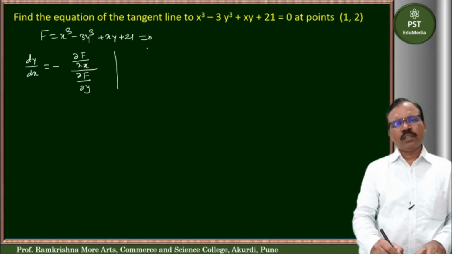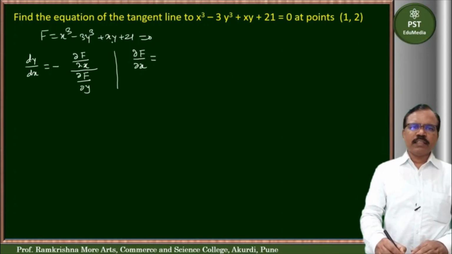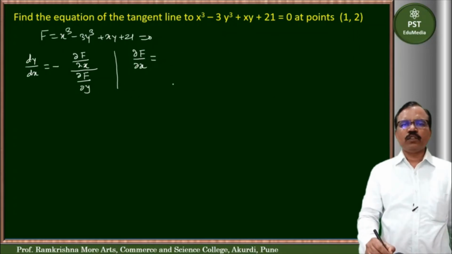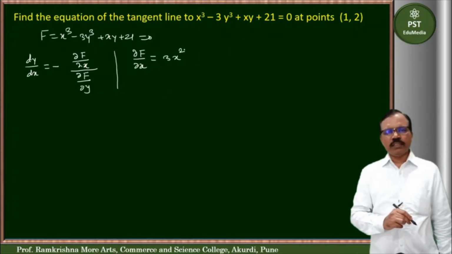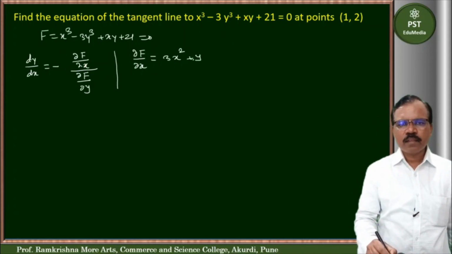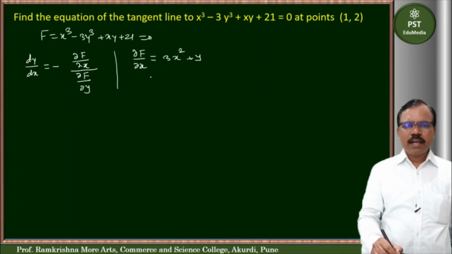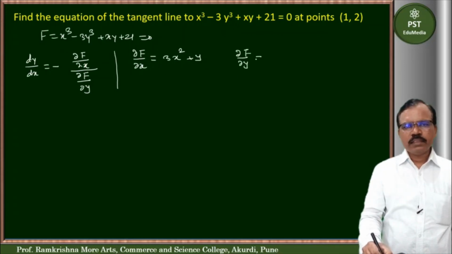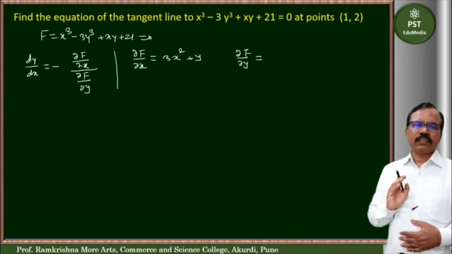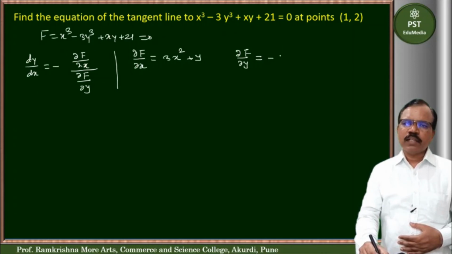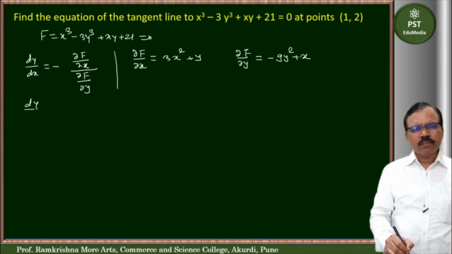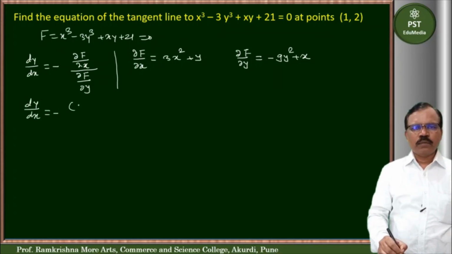So first we have to find out fx or ∂f/∂x. So ∂f/∂x is equal to, here x cube minus 3y cube plus xy plus 21, so derivative of x cube is 3x square. Derivative of 3y cube is 0. Derivative of xy is y. And derivative of 21 is 0. And ∂f/∂y is equal to, derivative of x cube with respect to y is 0, and here minus 3y cube, that is minus 9y square, plus x. So dy by dx is equal to minus (3x square plus y) upon (minus 9y square plus x).